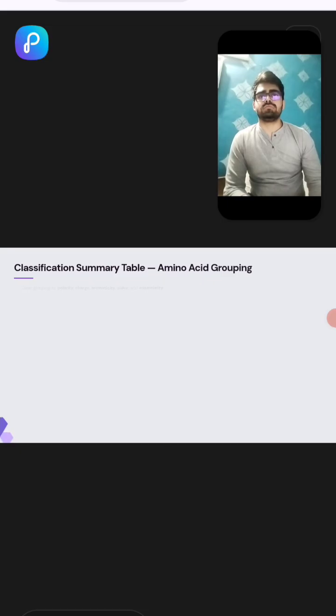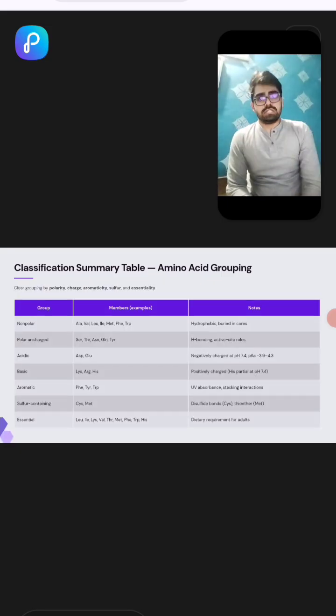Classification summary table: as we have studied earlier, we have seen several types of classifications. First, the non-polar ones, which are hydrophobic in nature. Then the polar amino acids, which have strong hydrogen bonding. After that, the acidic and basic ones, their pKa values, and which have positive and negative charges depending on the COOH group and NH2 group, and the pKa values they are more stable in. Then we studied special classifications like the aromatic group. They absorb UV and have stacking interactions.